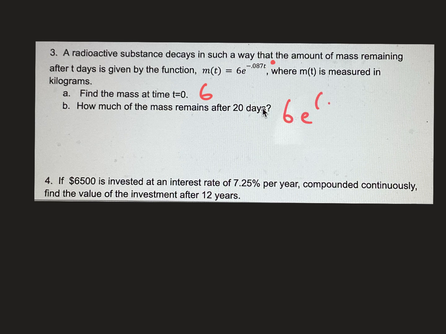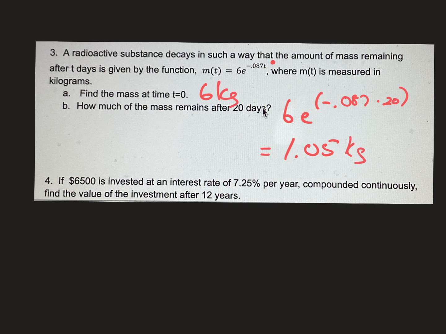The second one, I'm going to punch in like this. 6e, my exponent's going to be -0.087 times 20 for days. I'm just going to punch it in and see what we get. When I punch all that in, I'm getting 1.05. What is that in? It's in kilograms. I should have put kilograms after the first one. Kilograms there. Okay.